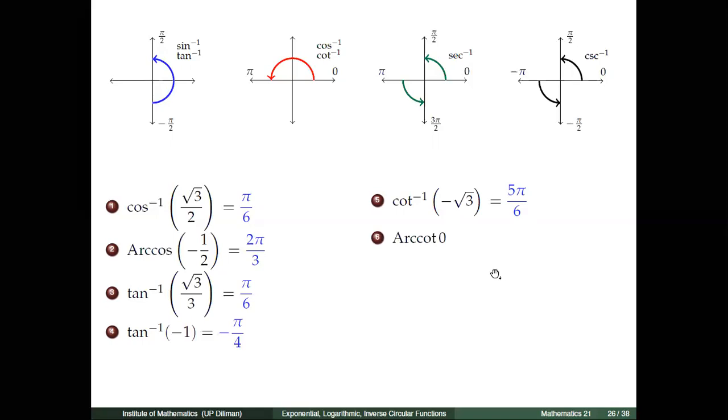Now what about the arc cotangent of 0? We're looking for an angle from 0 to pi whose cotangent is 0. So cosine over sine must be 0, meaning cosine must be 0. So the angle must be pi over 2.